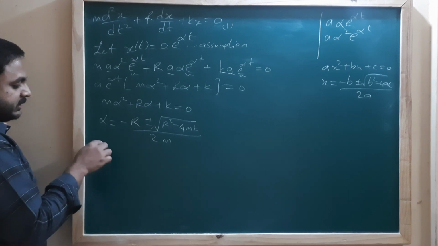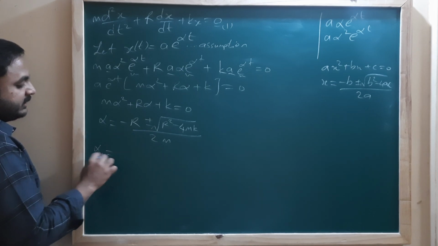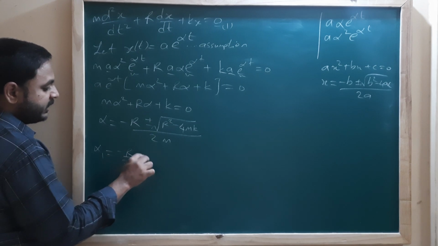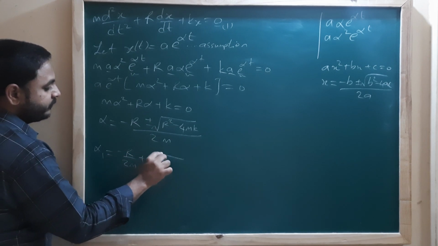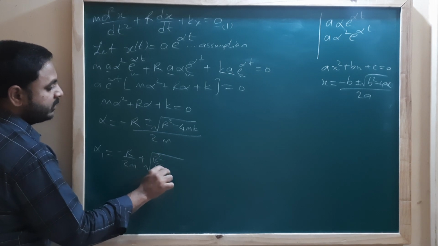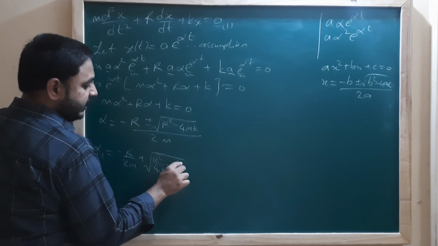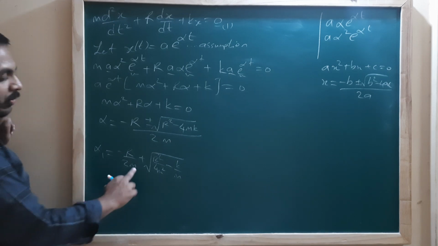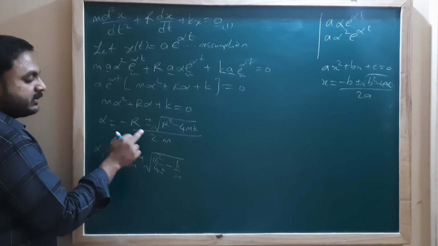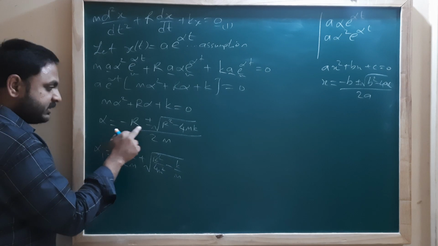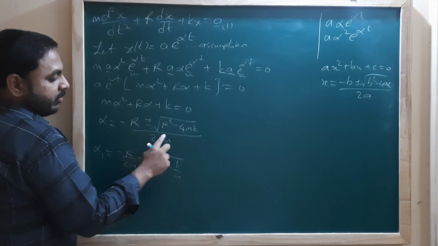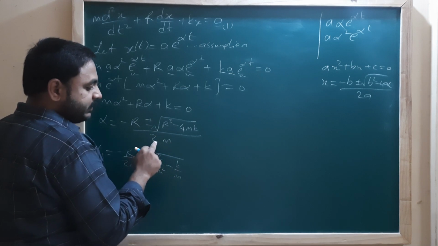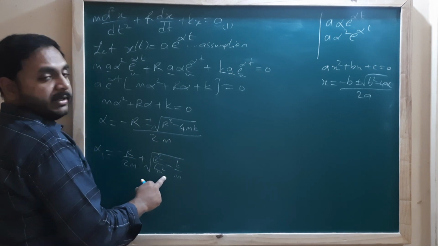So you have two solutions. I can write this as alpha 1 is equal to minus r by 2m plus square root of r square by 4m square minus k by m. What I have done is, I have taken this 2m as a denominator for this and as a denominator for this. Because this was inside the square root, I square the whole term. So this becomes 4m squared and you get this.